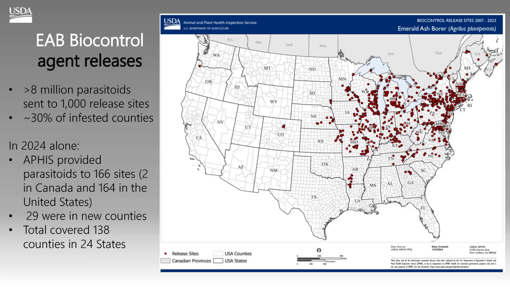Here are the stats and roughly where they've been sent as of 2023, which is the latest map I had available. We've got over 8 million parasitoids sent to about 1,000 release sites in about 30% of EAB infested counties. So a huge effort. In 2024 alone, they provided parasitoids to 166 sites, including some in Canada, and 29 of those were brand new counties. And in total, they covered 138 counties in 24 states.